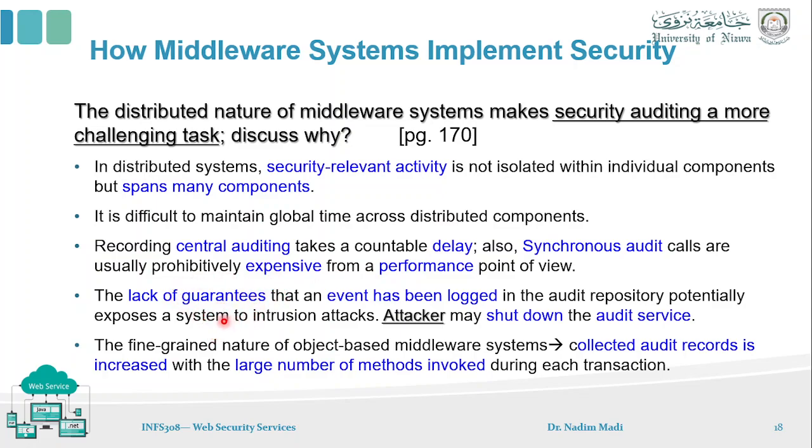Lack of guarantees that an event has been logged. So here the guarantee is what percentage are we actually certain that all the events have been recorded. Also, types of events: should all the events be recorded, or only specific kinds of events? This will of course require a much higher volume of storage and repository to be allocated.